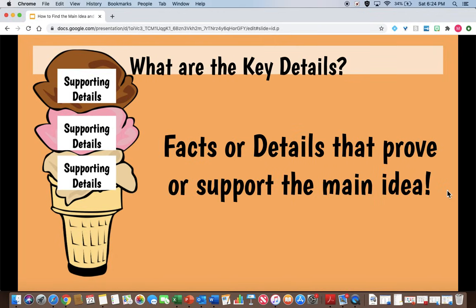So we have our ice cream cone, and while our ice cream cone would taste delicious by itself, we want those supporting details, those ice cream scoops, to make it even better, to help it taste better or also just kind of prove the point. The main idea is the point that we're trying to prove, and those details, or the ice cream scoops, help us prove that main idea or that point that the author is trying to make.